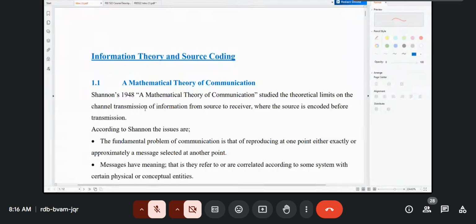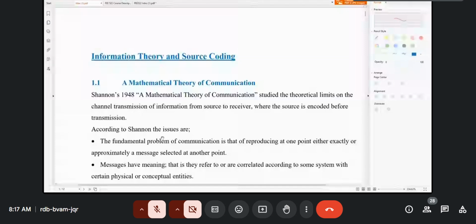What Shannon gave us is the ability to predict the theoretical limits, that is, the capacity limits of the channel, based on probabilities, on the probabilities of receiving various symbols.